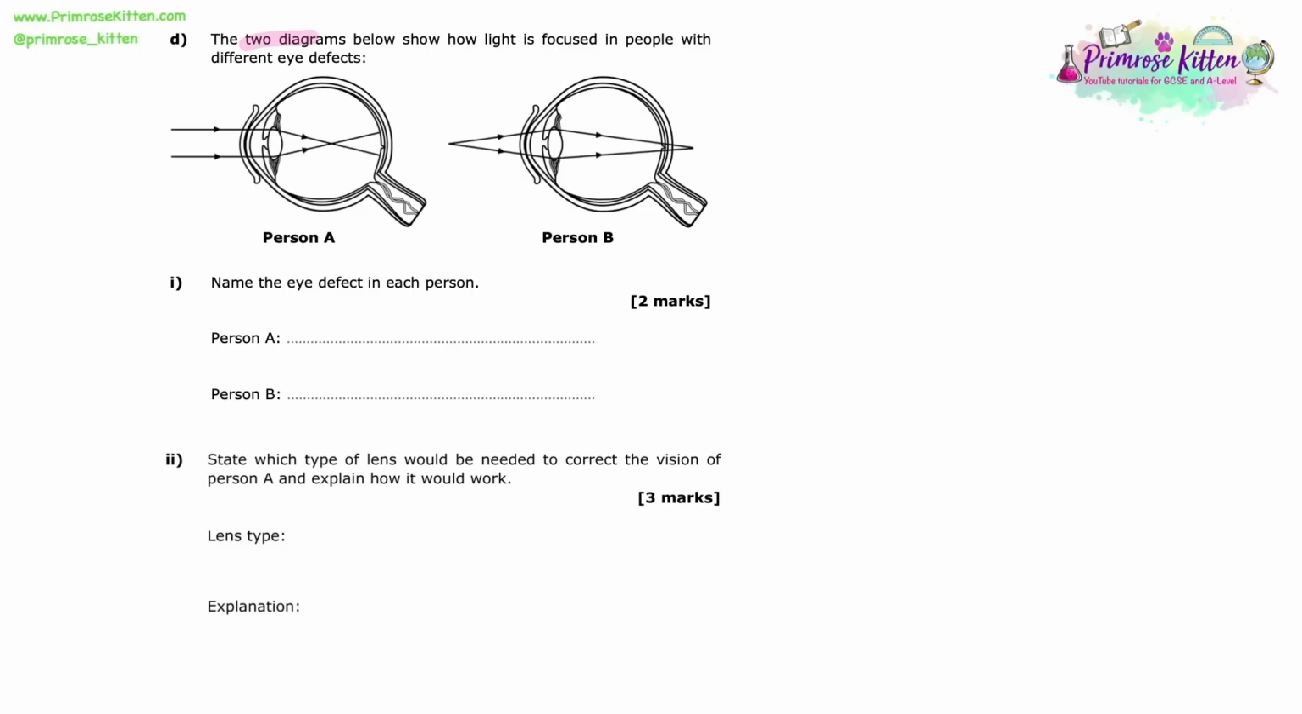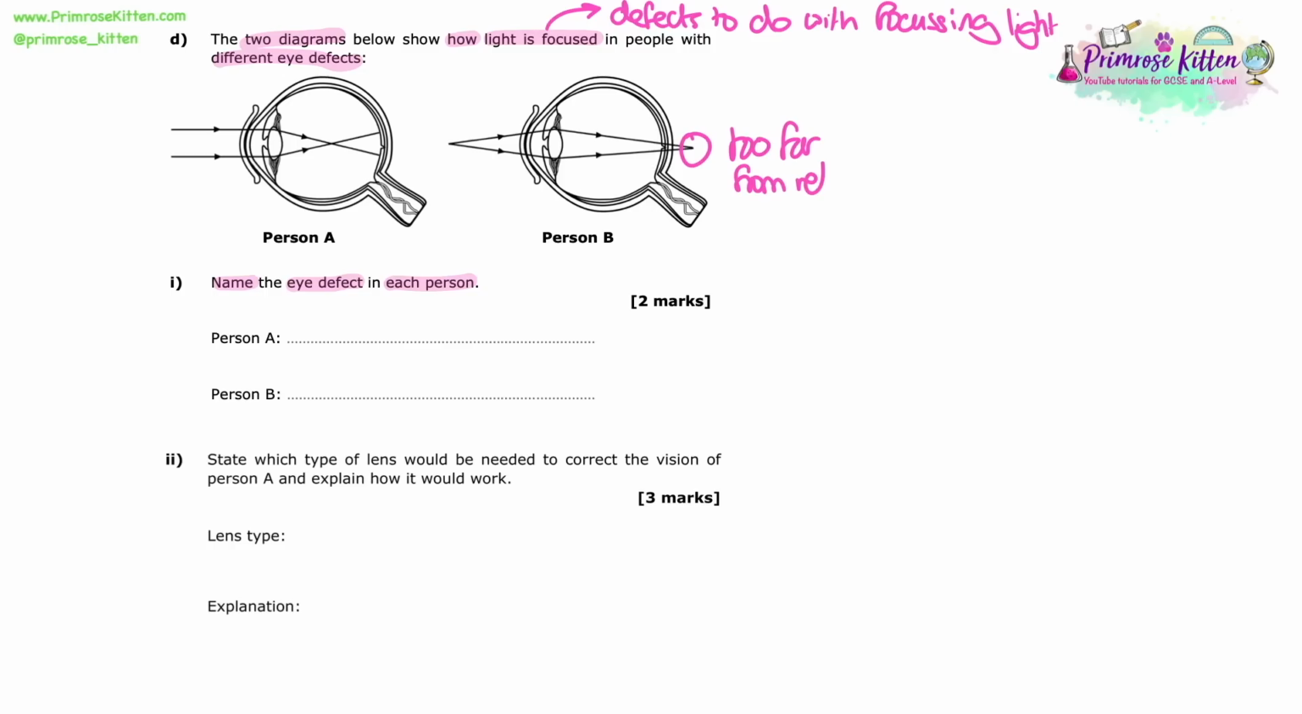The two diagrams below show how light is focused in people with different eye defects. So we need to name the eye defect in each person. So we're supposed to hopefully be able to recognise from the diagram what's wrong with each of these people in terms of their eye defect and work it out. The defects are to do with focusing light. So it's nothing to do with any part of the eye other than the lens and how they're not able to focus the light properly. So we're talking short-sightedness and long-sightedness here.